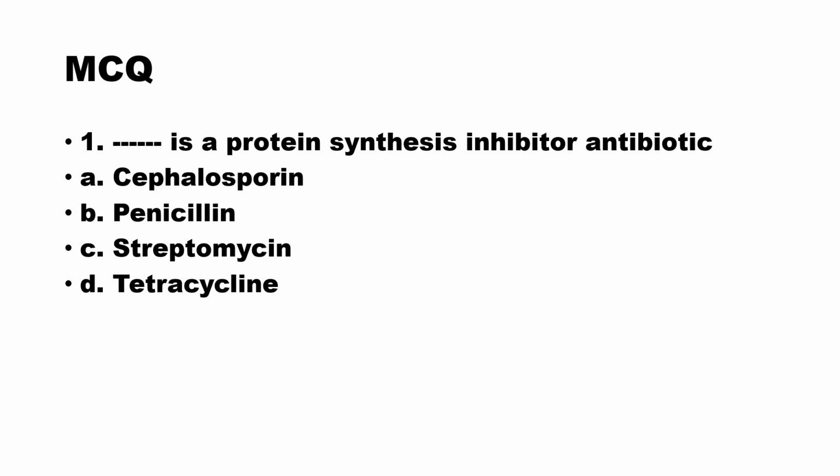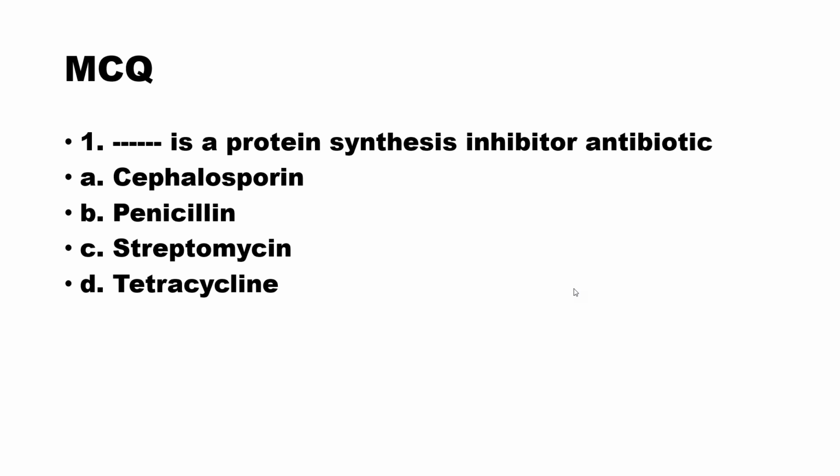Once again, question and options. Dash is a protein synthesis inhibitor antibiotic. Cephalosporin, penicillin, streptomycin, tetracycline. Maunia is going with option A, cephalosporin. What about the others? Vidushi is going with C, streptomycin. What about Anaka and Shalini?